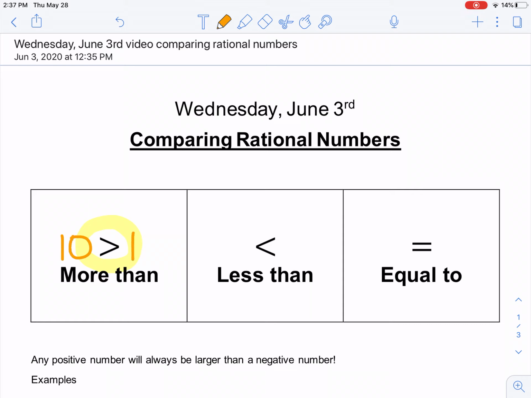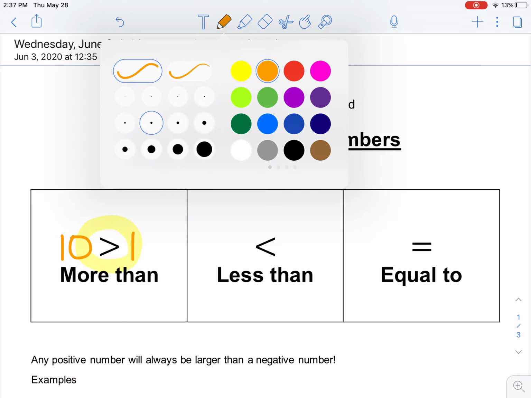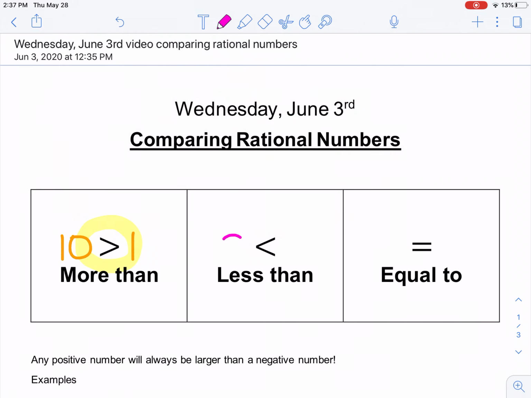The less than symbol, and I think Miss Henderson spoke about this when she did her video, if you were to tilt that symbol upright, it looks like the letter L for less than. So if I were to take this symbol and turn it upright, it looks like the letter L. And again, if you put your basic whole numbers in there, we know that 0 is less than 4. All right, and then obviously we know our equal to symbol.